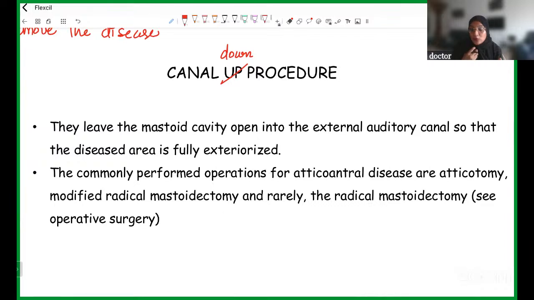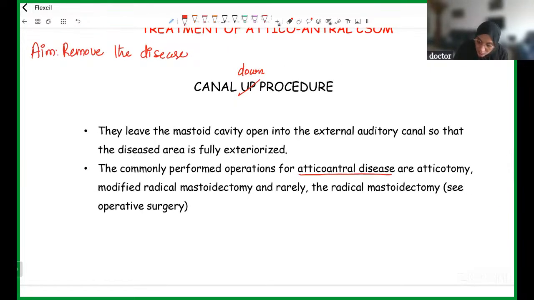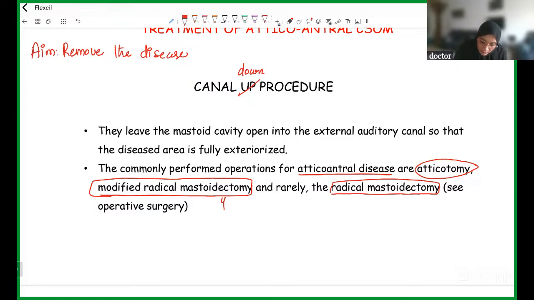So there is a fully externalized part of the middle ear. You let the discharge come out of the middle ear, right? You leave the mastoid cavity open to the external auditory canal, and you let the discharge come out. This is usually performed for attico-antral type of disease. So you do an atticotomy, or you do a modified radical mastoidectomy, or a radical mastoidectomy. Three procedures. The radical one is very rarely done.